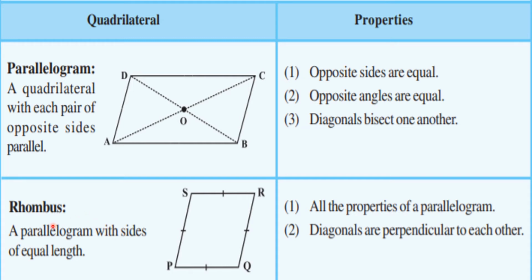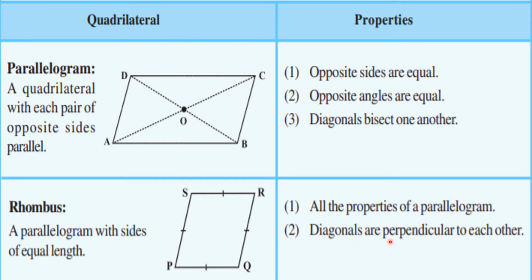Right. The next type of quadrilateral is the rhombus. What is meant by a rhombus? A parallelogram with sides of equal length. In a parallelogram, if all sides are equal, then the parallelogram is called a rhombus. Then come to the properties of a rhombus. All properties of a parallelogram are also properties of a rhombus.